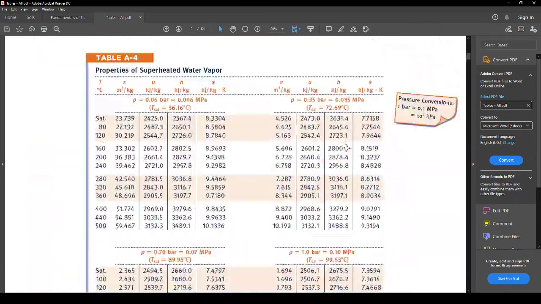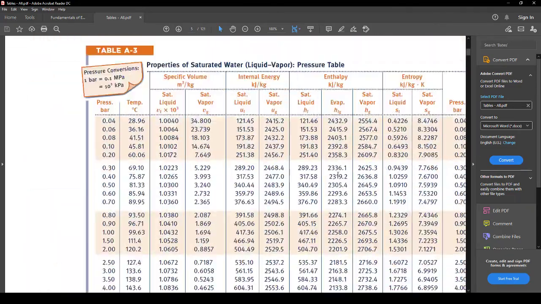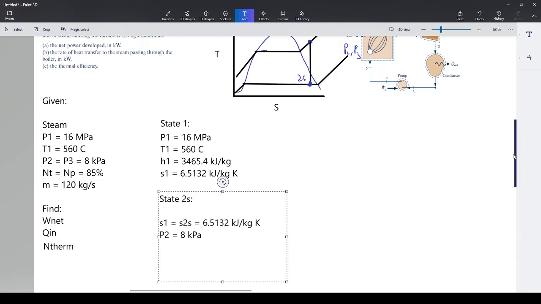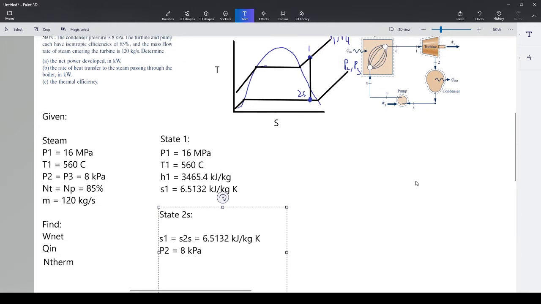So let me go look. We are looking for 8 kilopascals, which is this right here. It is 0.08 bar. And we are looking for whether our entropy ends up in this area. Is our entropy between these two values? The answer is yes, because we are 5.3 something, and it is bigger than this, but less than this. So therefore, we are in the saturated region. So our diagram so far is correct. We are in the saturated region somewhere.